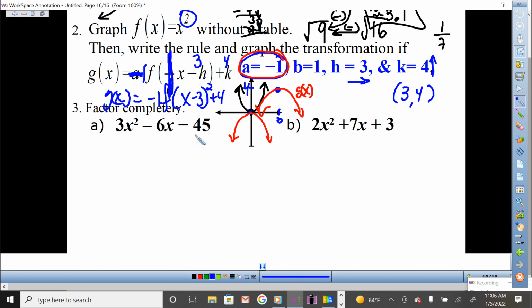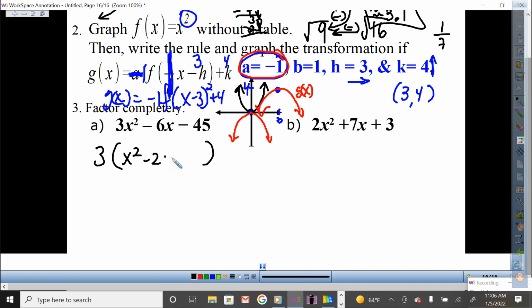Factor completely. Look at this one. Is it in standard form, from highest to lowest degree? Yes. Is there a GCF? Yeah, it can be divided by 3 all the way through. So that leaves us with x squared minus 2x minus 15. Can I factor that trinomial inside of the parentheses? Yes.